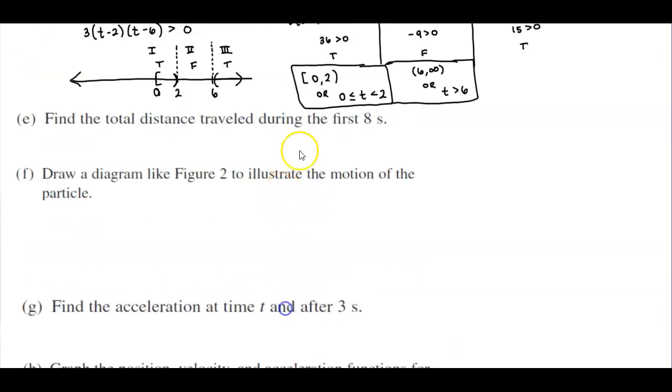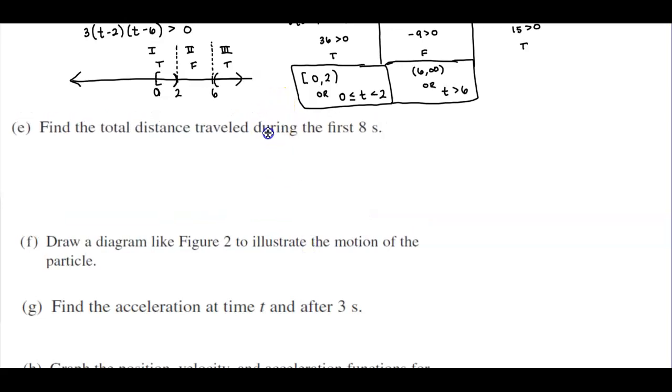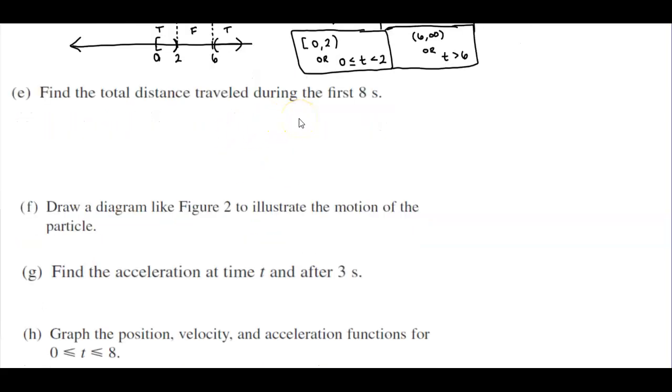Okay, now let's find the total distance that's traveled during the first 8 seconds. Now, since we know that the particle is moving in a positive direction and in the negative direction, we need to calculate the distance traveled in those intervals. Okay, so we know that it's going to be traveling from 0 to 2. That's one of the intervals. So the intervals that it's going to be traveling is from 0 to 2.